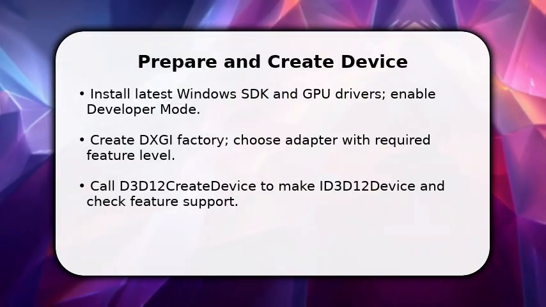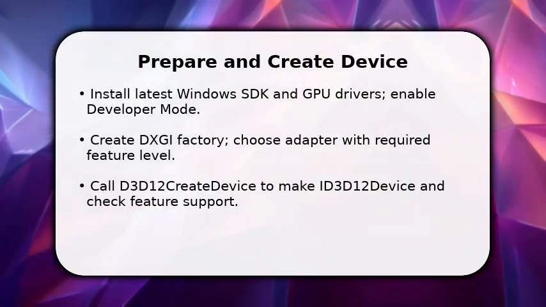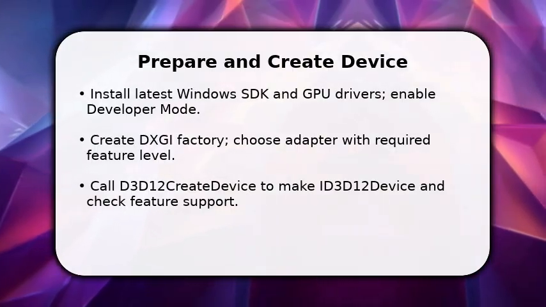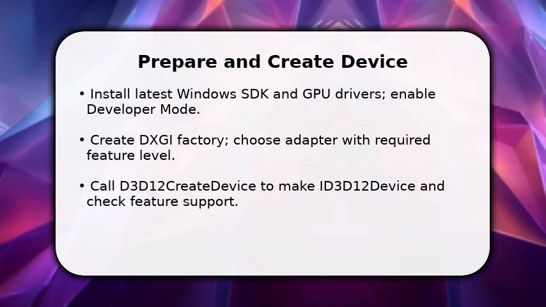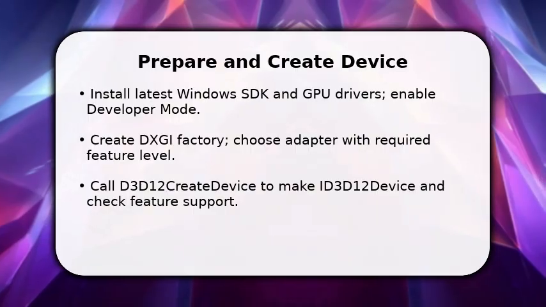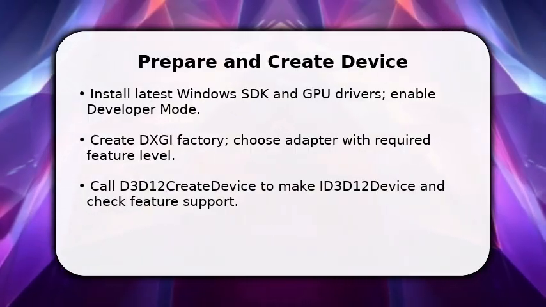Then call D3D12CreateDevice to get an ID3D12Device. This gives you the core ability to create resources and command objects. Make sure to query feature support so your later resource formats and tiered features are valid.